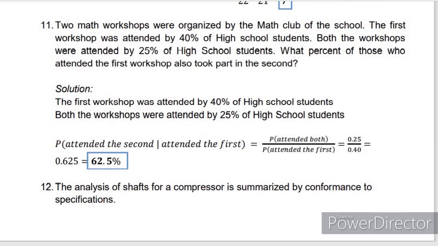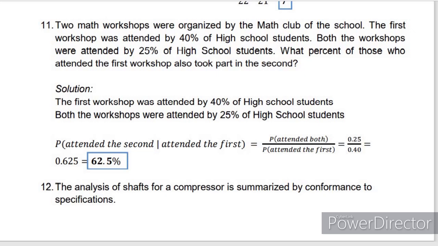Number 11. Two math workshops were organized by the math club of the school. The first workshop was attended by 40% of high school students, but both workshops were attended by 25% of high school students. What percent of those who attended the first workshop also took part in the second?